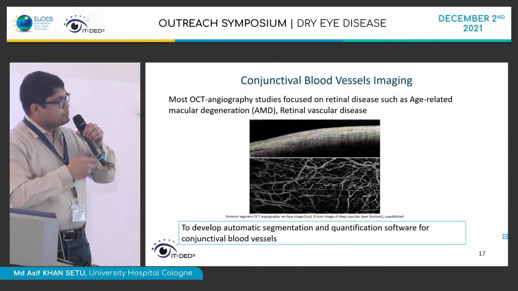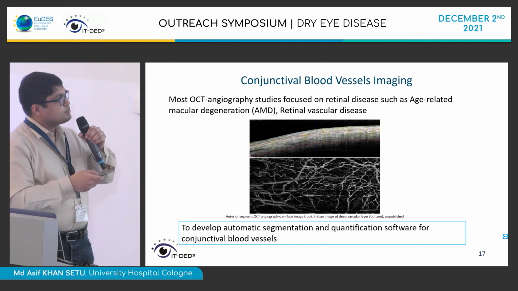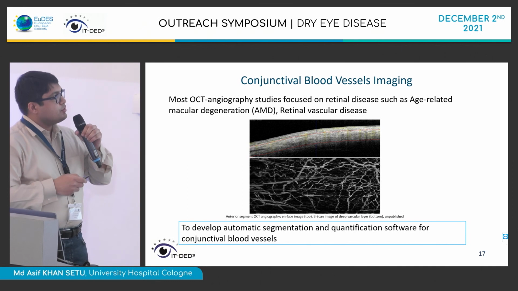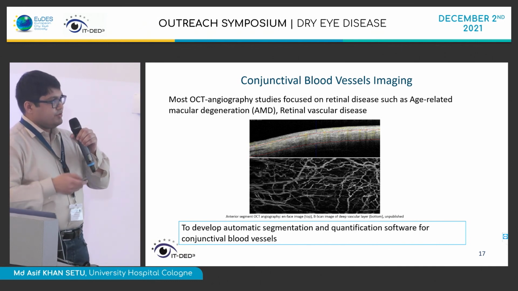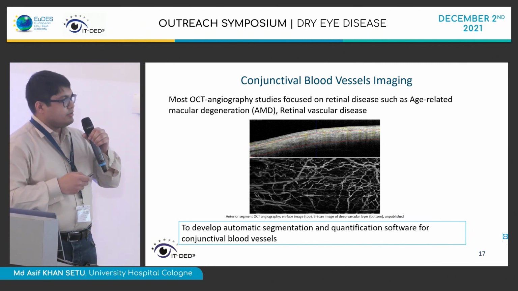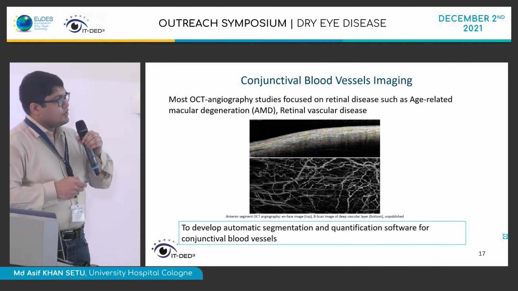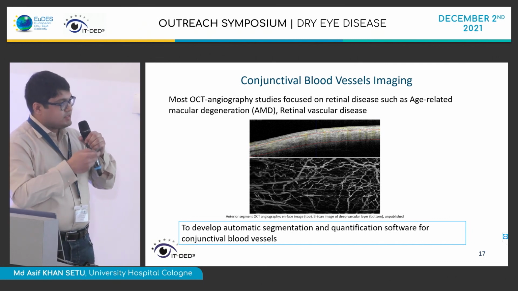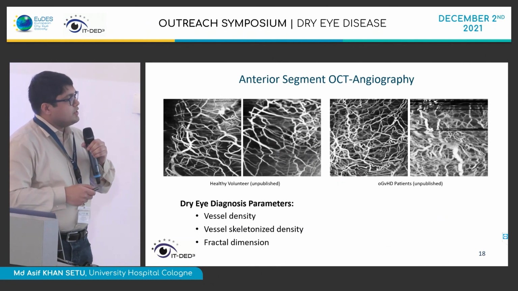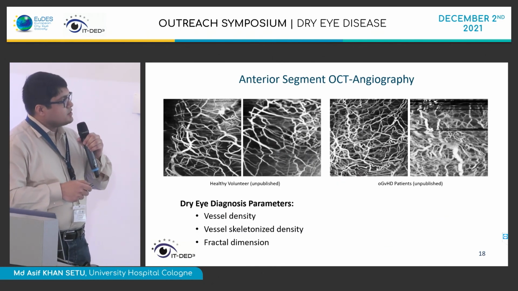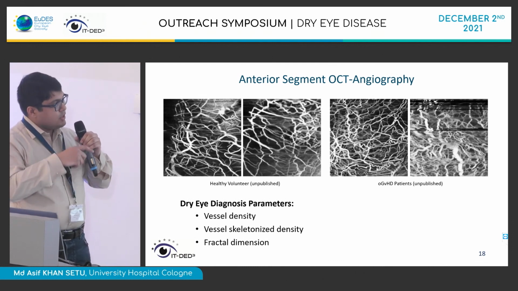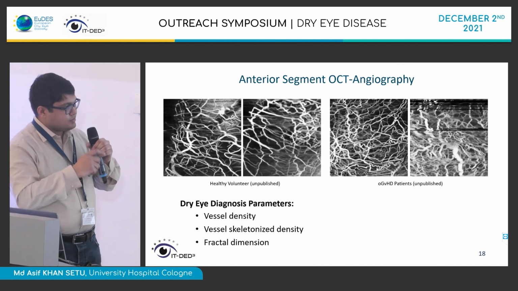Similar to the OCT used in Meibomian gland imaging, we further proceeded to conjunctival blood vessel imaging. So far we know OCT angiography is used for the posterior segment, such as retinal disease, age-related macular degeneration, or retinal vascular disease. However, we want to try this state-of-the-art imaging modality to image the conjunctival blood vessels, and we believe it would provide a very high correlation between healthy and OGVHD patients.